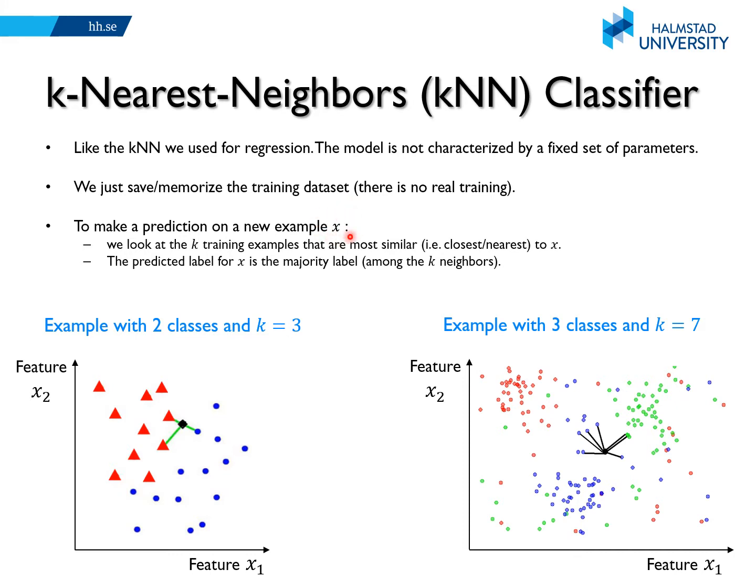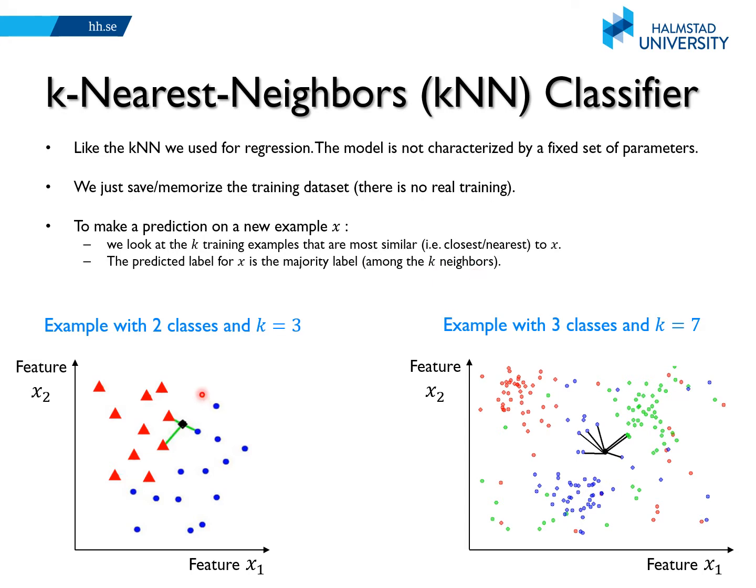Now, when you get a new data point x and you want to predict the class of x, what you do is compute the distance from x to all the data points in the training dataset and then take the k training examples which are the most similar to x, the closest or the nearest to x. To find those, we usually use the Euclidean distance. We compute the Euclidean distance between x and each data point in the training dataset. And then based on these k training examples, the predicted label for x is just the majority label among those k nearest neighbors.